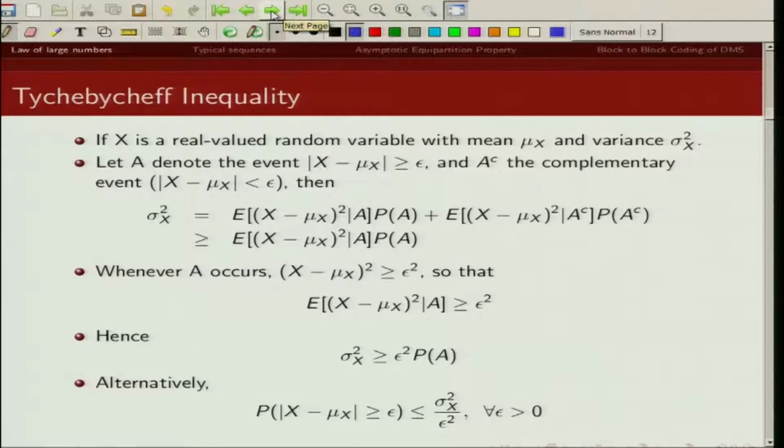So this event A, as I said, is basically the event that the absolute value of x minus mu x is greater than or equal to epsilon. So from here I can write the probability of A is less than or equal to sigma x square by epsilon square, and this relation holds for all positive epsilon.